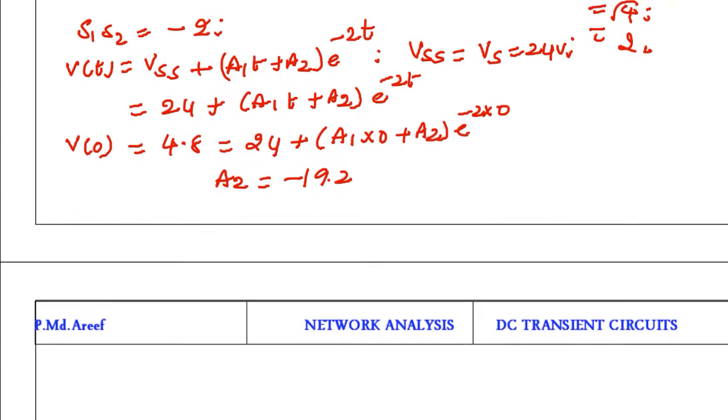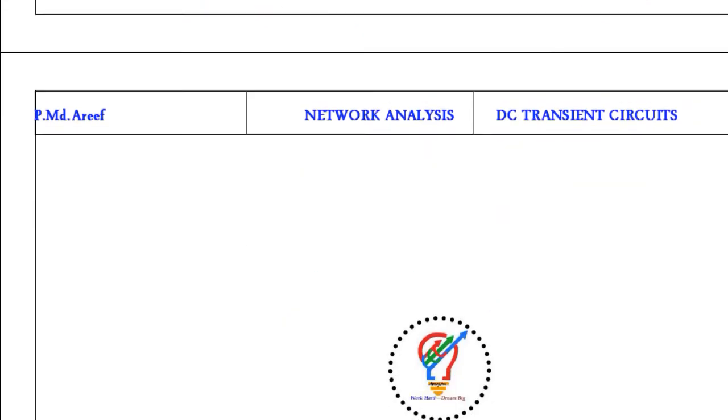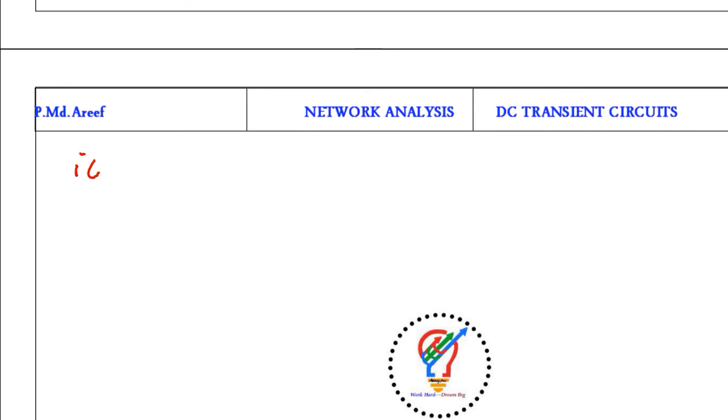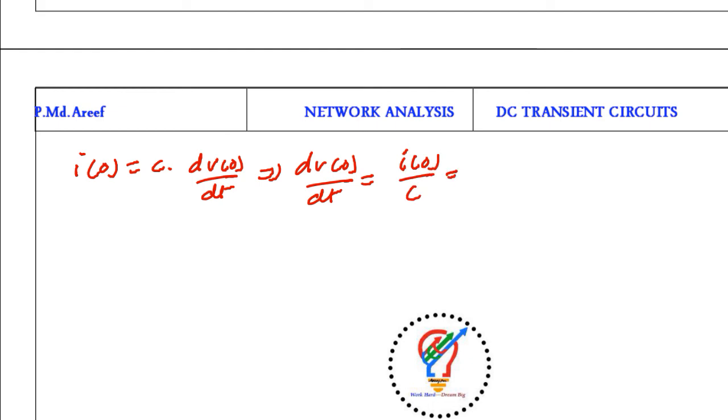Next, I will take I of 0. I of 0 is equal to c into dv of 0 by dt. That implies dv of 0 by dt is equal to I of 0 by c. So 4.8 divided by 0.25 is 19.2. The units are volts per second. So 19.2 volts per second is the value.